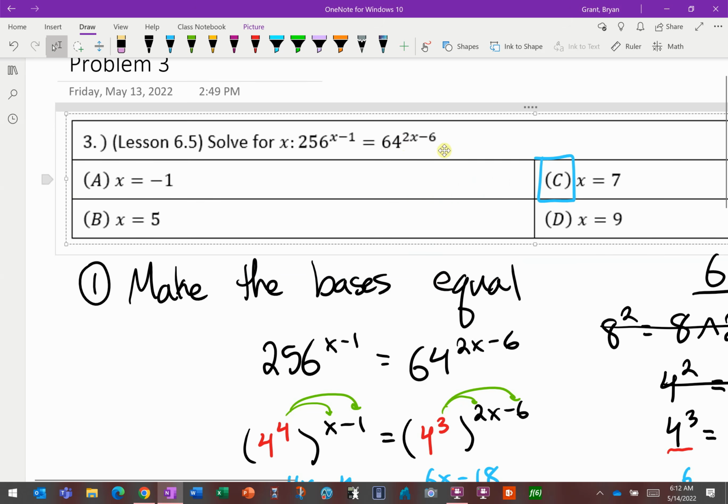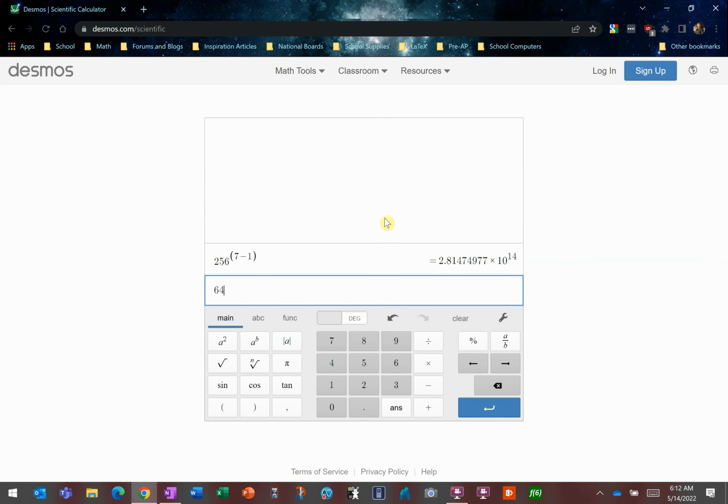64 to the 2 times 7 minus 6. And notice we did get the same answer again. So these exponentials get real big, real fast. Don't let that throw you off. They are still the same answer.